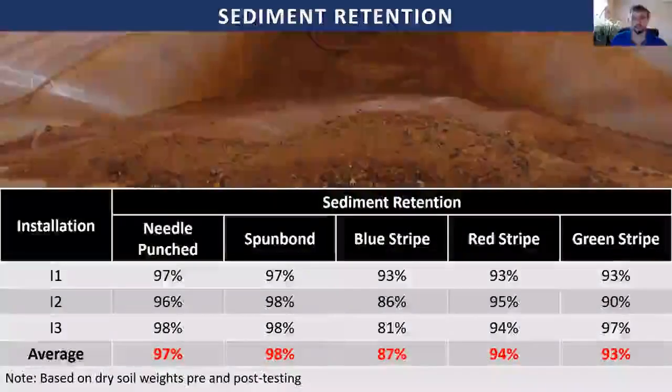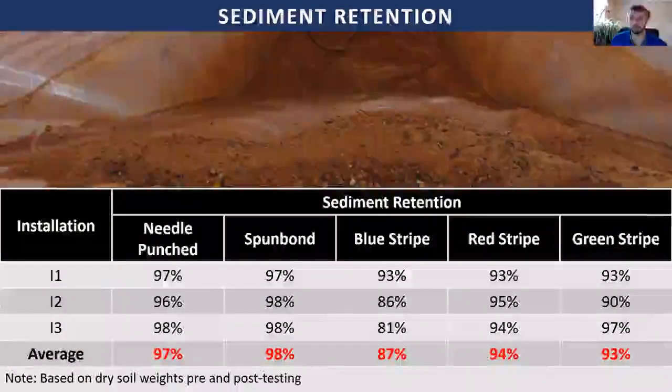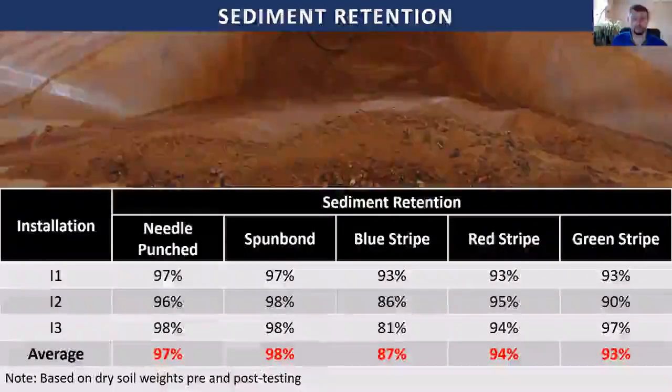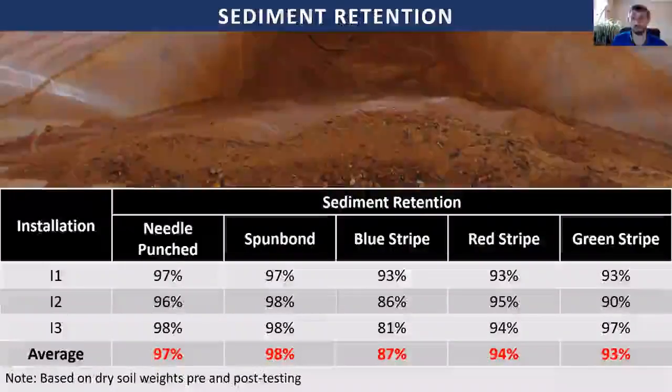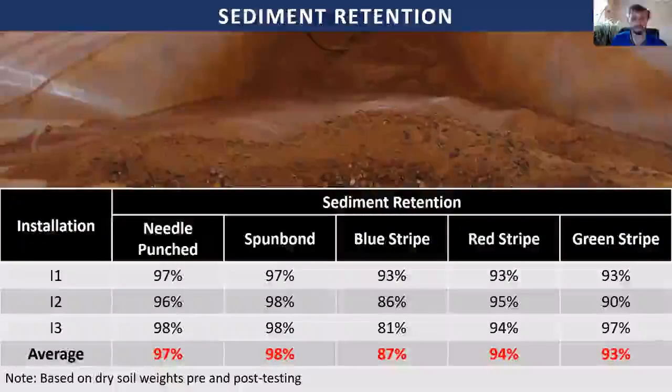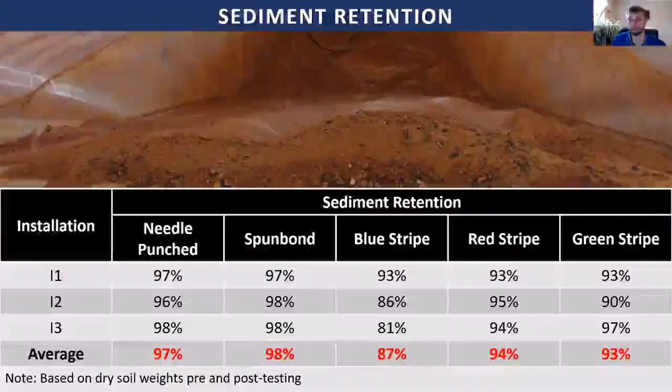Each one of them is a little bit different, but we don't have time to go into those specifications. When we ran these small scale tests on these different sediment control geotextiles, we found that the needle punch and the spun bound gave us 97 and 98% sediment retention, based off dry weights of sediment retained upstream. So we knew the weight of dry soil going in. We collected the soil when the testing was done. We dried it in ovens. So we had a mass balance sediment retention. We also did this with the monofilament geotextiles. We found that blue stripe gave us an average of 87%, red stripe 94%, and green stripe 93%.